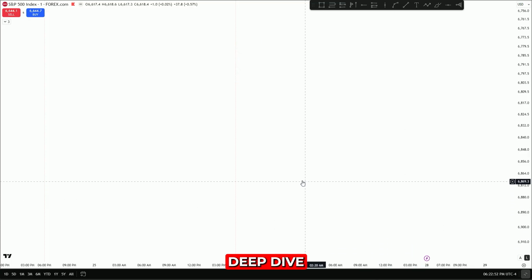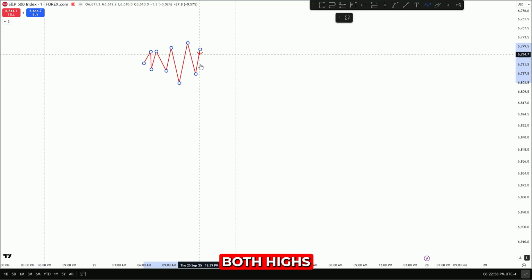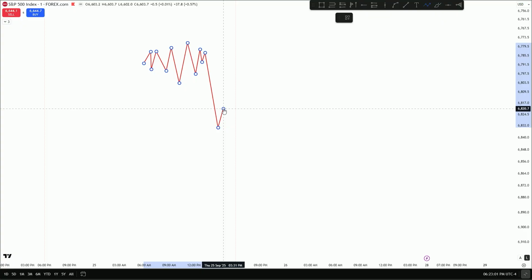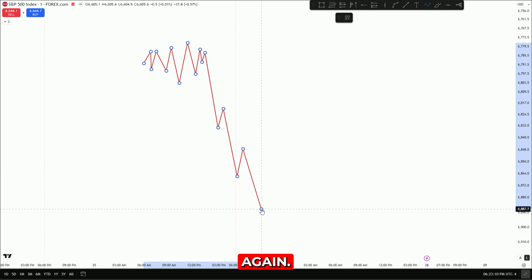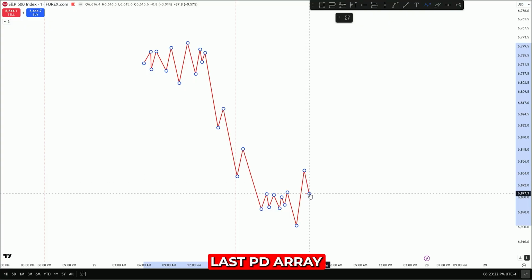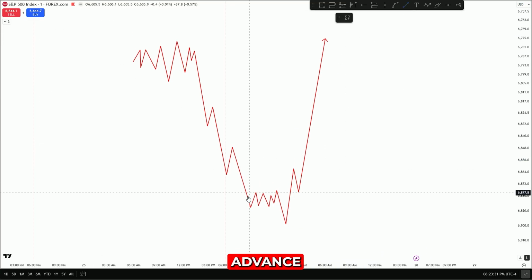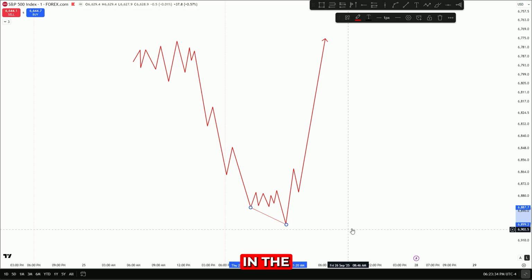And what do I mean by deep dive? As I said, sometimes you're going to see some sort of accumulation that will take both highs and lows. The market is going to drop, and instead of reaccumulation, the market is going to dump again. Before the market moves up, you're going to see some sort of accumulation. You're going to see a smart money reversal. You're going to see a beautiful displacement, tap into your last PD array so that you can get a good retest entry, and then you're going to see a beautiful distribution. This is the advanced market maker model that happens in the market mostly.